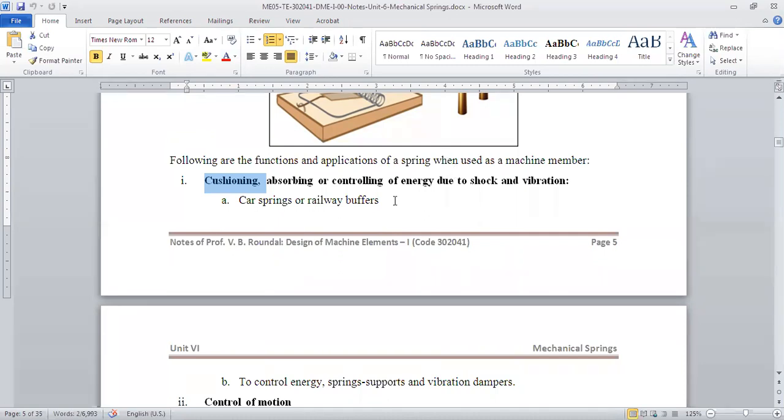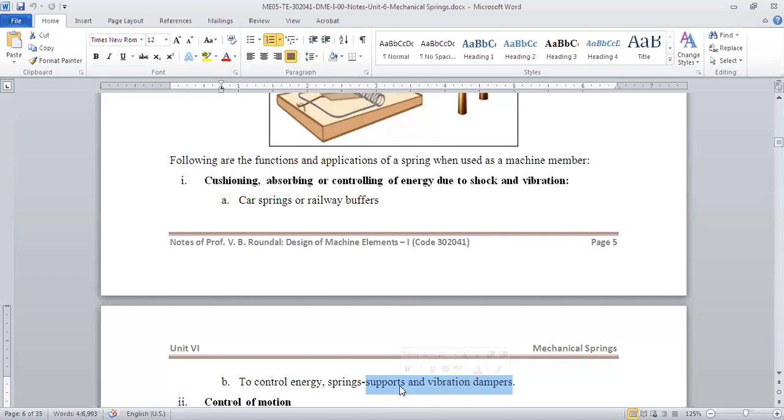So when your vehicle vibrates or your train vibrates, these springs will absorb the shock, and because of that, the passenger will not feel whatever bumps you are feeling on the road. Those will not be transmitted to the passenger. Your spring will absorb it, and because of that, there will be a cushioning effect for the passenger, right? Like to control energy, spring supports and vibration dampers, where basically it will try to absorb the energy and damp the shocks in many applications.